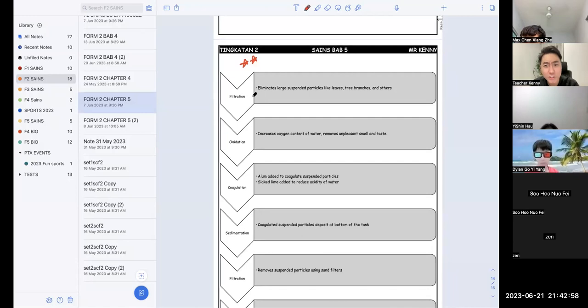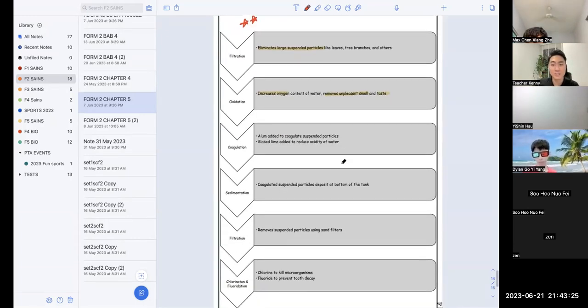Okay, filtration. What are we doing over here? Eliminating large suspended particles: leaves, tree branches, others, fish, all this. Then we send it into oxidation. Look at the picture. You see the spray. I want to do two things: increase oxygen and remove unpleasant smell and unpleasant taste, whatever makes it taste and smell very weird.